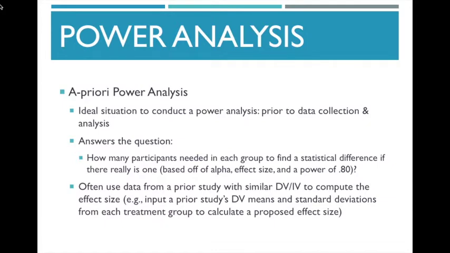An a priori analysis is done prior to both data collection and analyzing. It answers the question, how many participants are needed in each group to find a statistical difference, if there really is one. So data from previous studies are often used to compute this effect size for a future analysis.